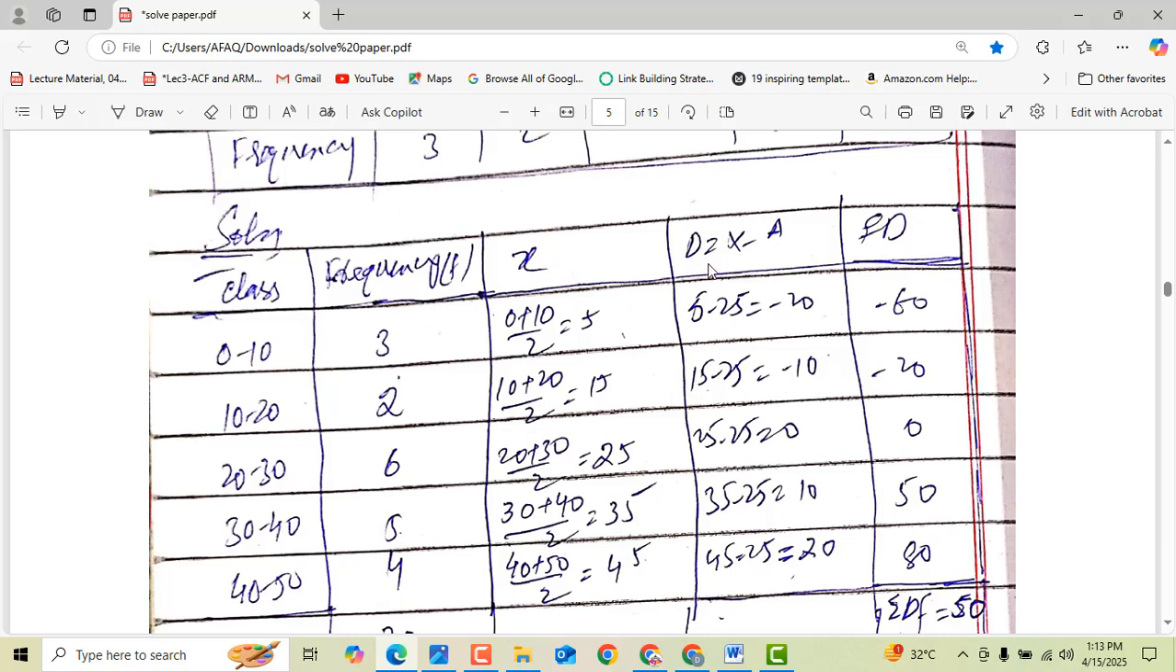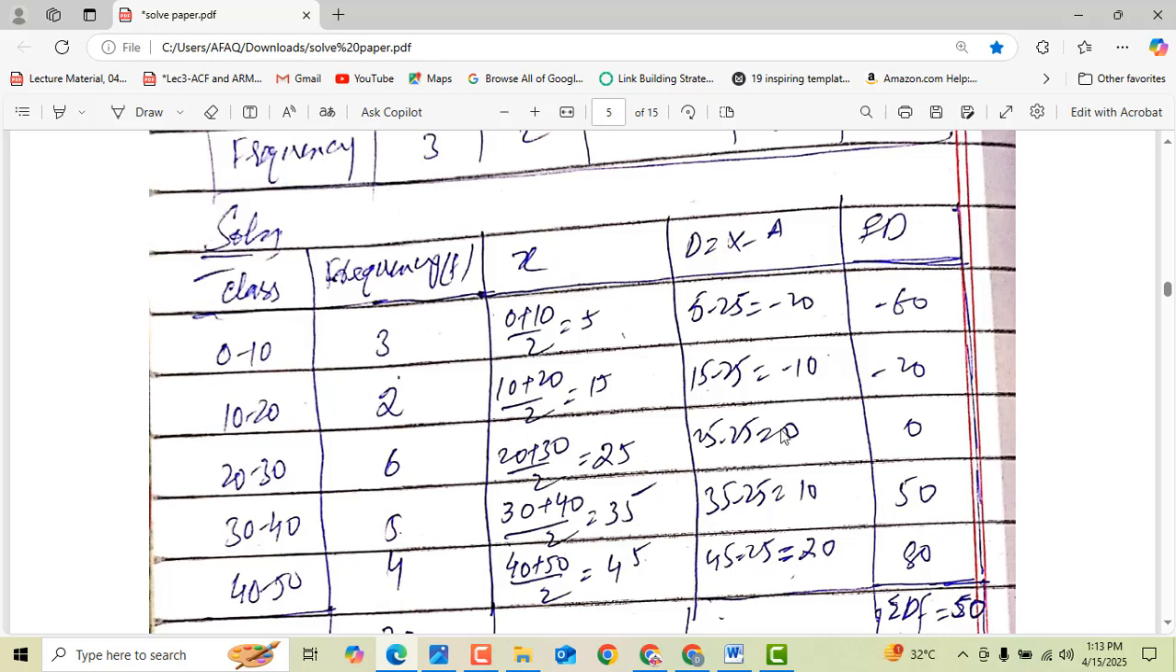Now d is equal to x minus a. We are going to follow the instruction of the question where a is equal to 25. So x minus a: 5 minus 25 is equal to minus 20, 15 minus 25 is equal to minus 10, 25 minus 25 is equal to 0, 35 minus 25 is equal to 10, 45 minus 25 is equal to 20. So the sum of deviations from the mean is always equal to 0. When you add this d column, the sum will be equal to 0.